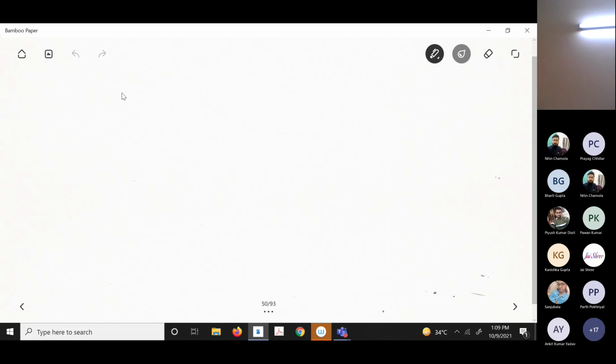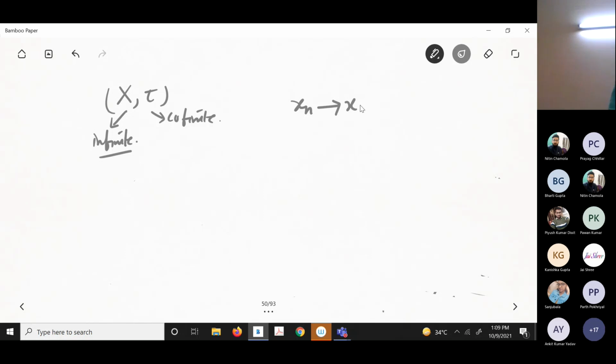Okay, so let me show what the convergent sequences are here in the cofinite topology. You have (X, tau), the cofinite topology, and X infinite. Suppose here x_n goes to x. And take this set A, those x_n such that x_n is not equal to x. We are choosing those x_n which are different from x.